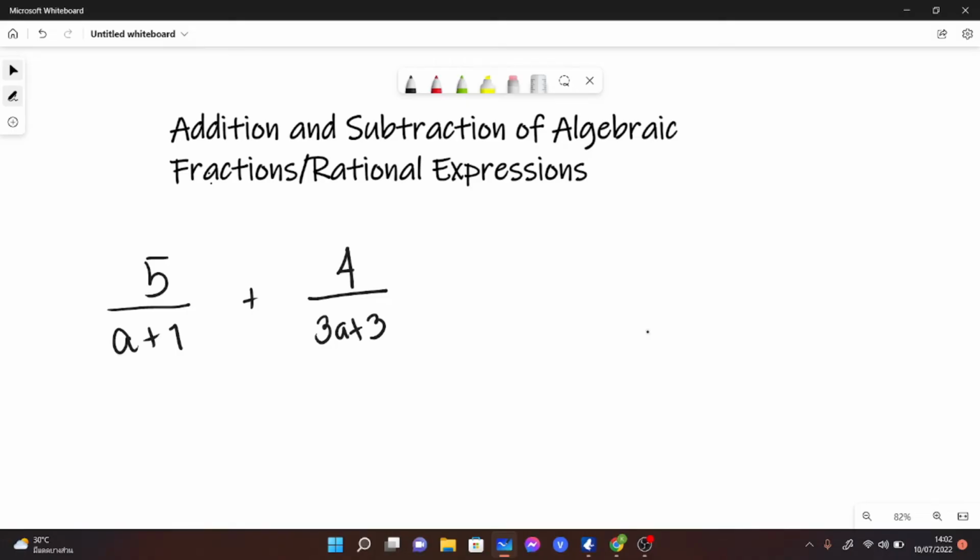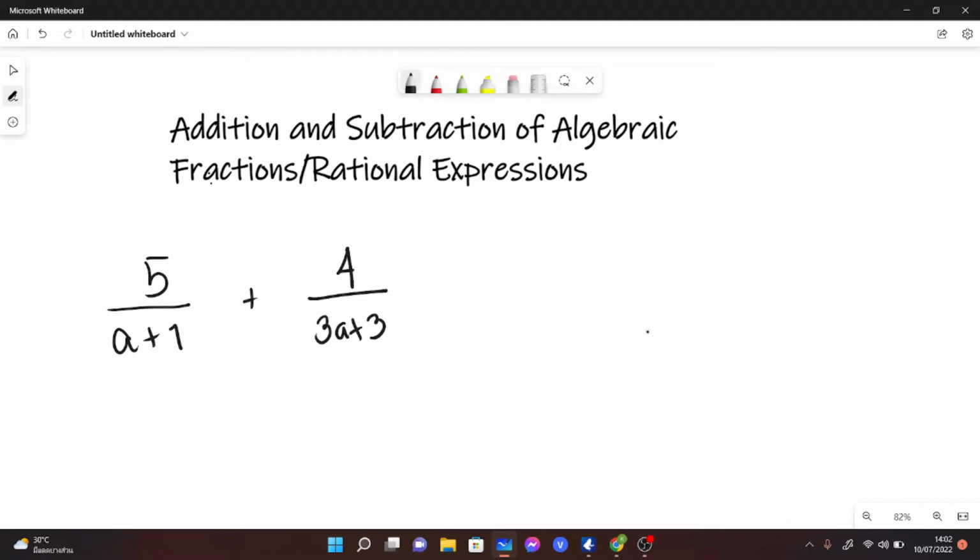of algebraic fractions or rational expressions. For this topic we must apply our knowledge of addition of fractions and how to find the least common denominator or the least common multiples.